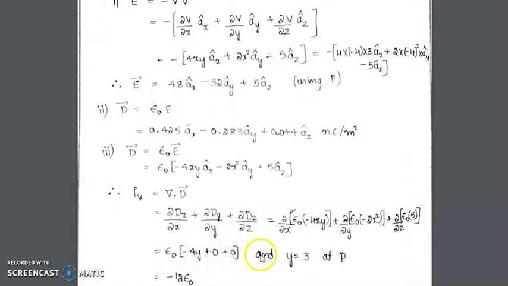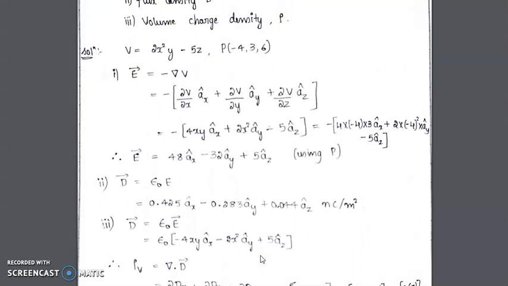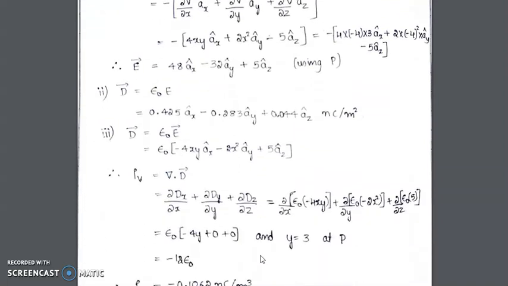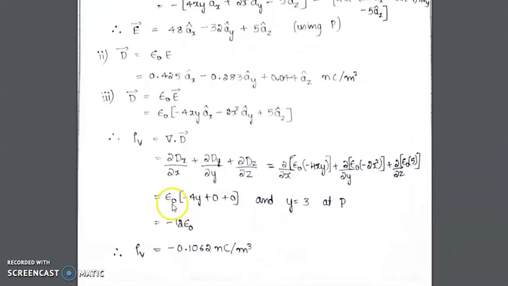So at the point, what is the value of y? y is equal to 3. So substituting y is equal to 3, you will get minus 12 epsilon naught. So rho V is equal to, substituting the value of epsilon naught as 8.854 into 10 to the power minus 12, you will get rho V is equal to minus 0.1062 nanocoulomb per meter cube.